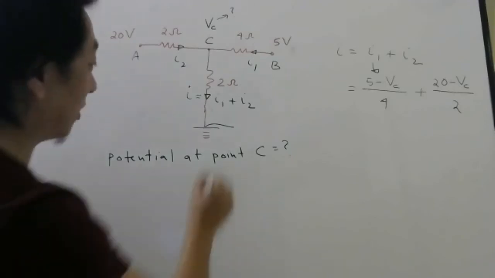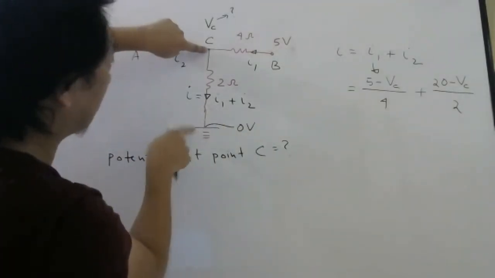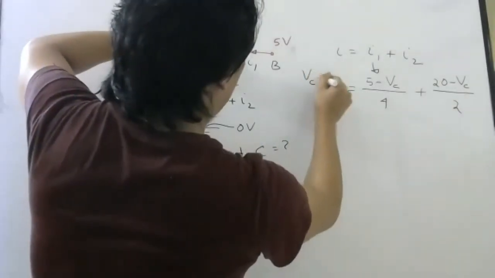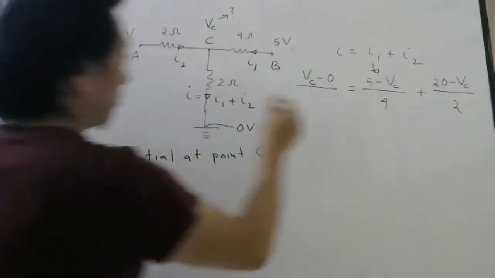0, because it is grounded. So 0 volt. So potential difference here will be how much? VC minus 0 divided by resistance. Resistance in this branch is 2 ohm.